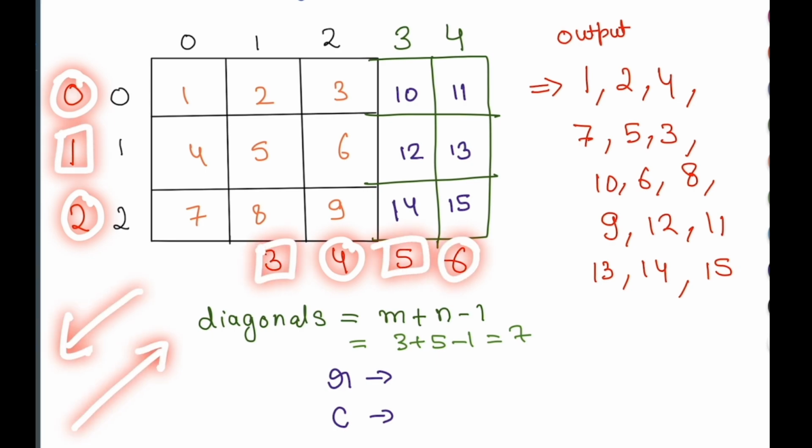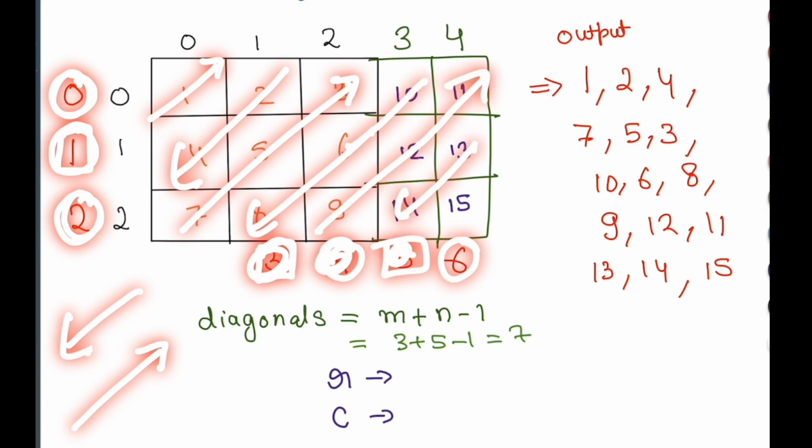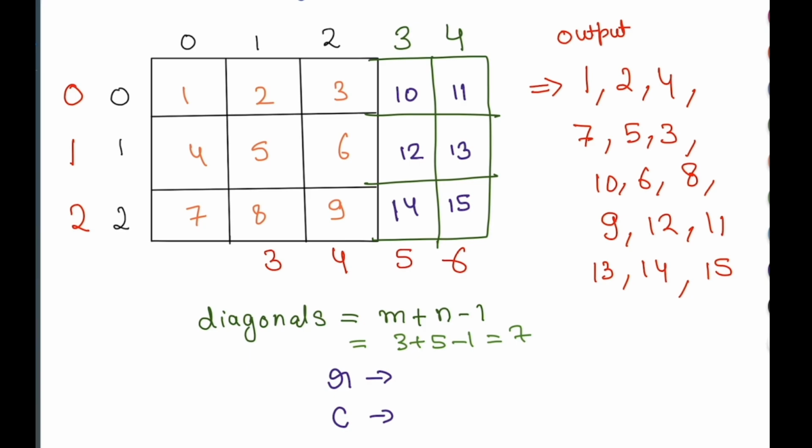Let me show you. If it is 0, up. If it is odd, which is 1, then down. If it is even, then up. If it is odd, then down. If it is even, up, right? And then odd, down, even, up. You can see that we have written the correct order, right? Up, down, up, down, up, down, up. So a simple formula will be: if the diagonal is even, then go up. If the diagonal is odd, then go down.